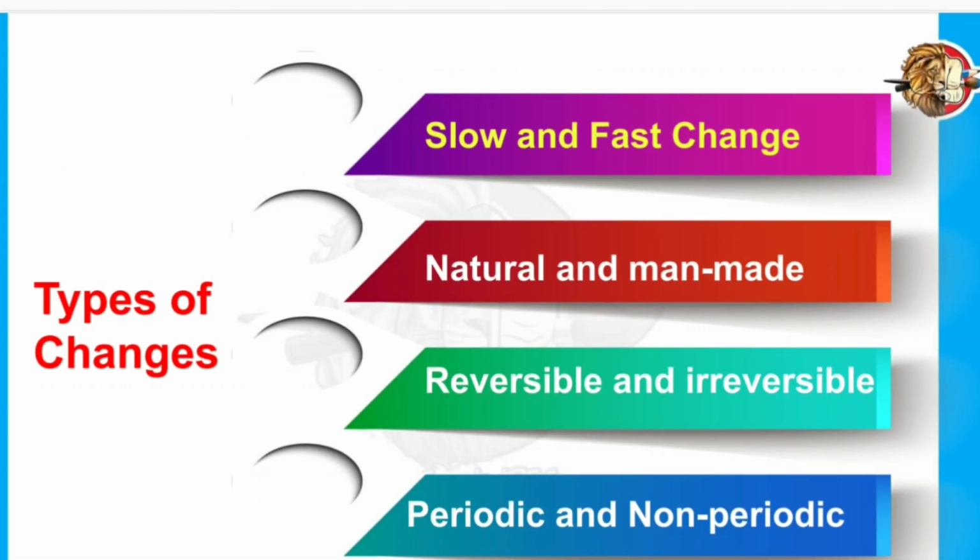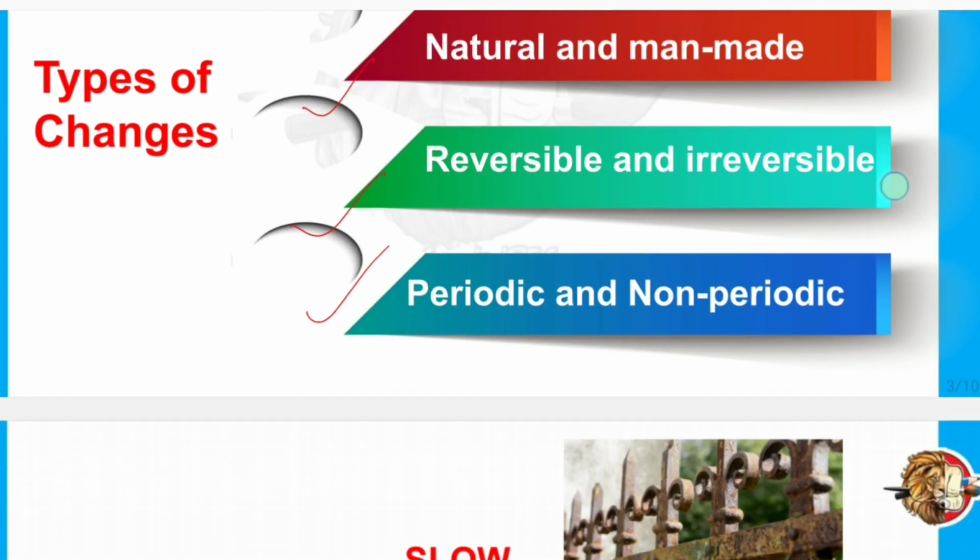First of all, see the types of changes. In this video, we will discuss four main types of changes. One is slow and fast, natural and man-made, reversible and irreversible, and periodic and non-periodic. And I will discuss the changes one by one in this video.